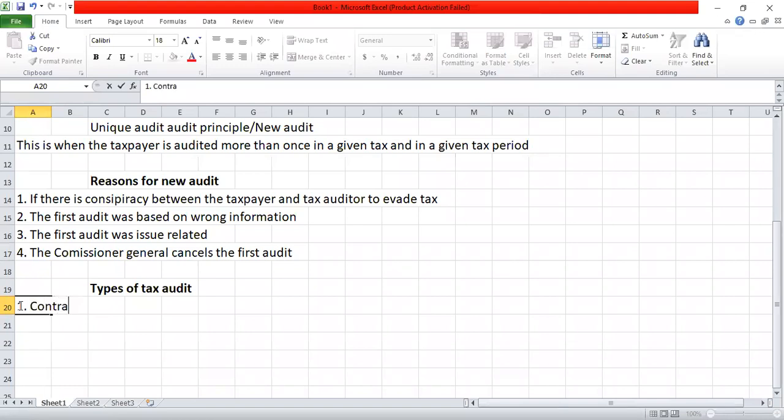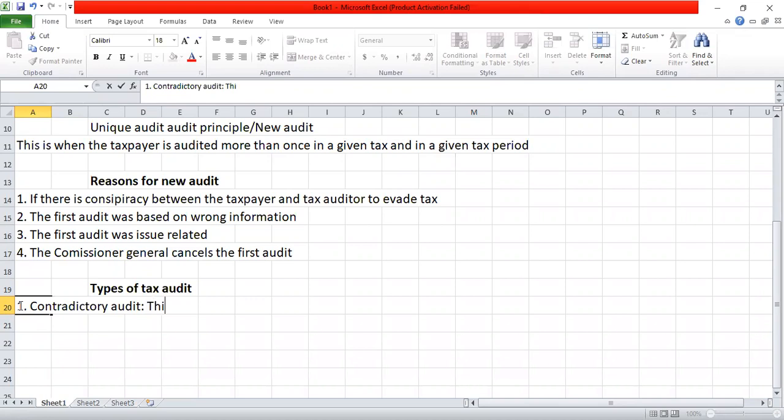We have what is called a contradictory audit. A contradictory audit is similar to what we used to call a rectification note, because it is done if there is some misstatement, misrepresentation, or omission. That's when a contradictory audit is conducted.